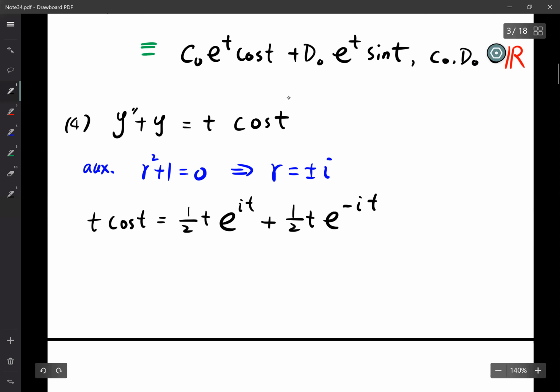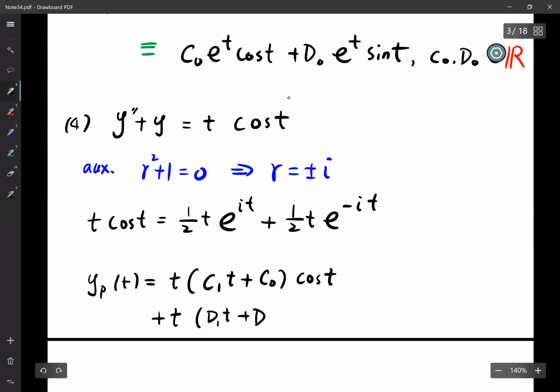So y_p of t is, let me just write down the real version, (c1 t plus c0) cosine t plus (d1 t plus d0) sine t, where c0, c1, d0, d1 are real numbers.